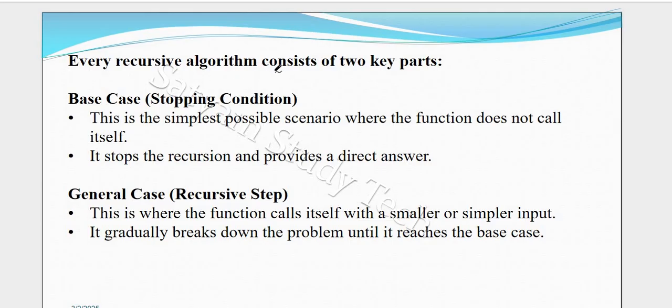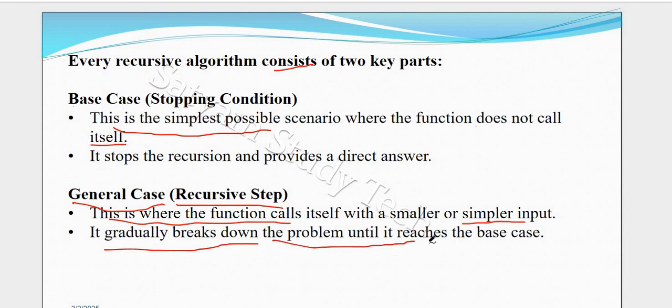Now every recursive algorithm consists of two key parts. One is the base case, that is the stopping condition, and the other is the general case, that is the recursive step. The base case is the simplest possible scenario where the function does not call itself. That is called the stopping condition. The general case is where the function calls itself with a smaller or simpler input. It gradually breaks down the problem until it reaches the base case.